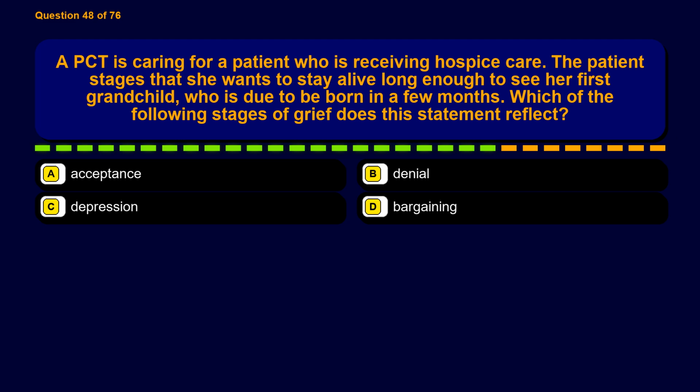The patient states that she wants to stay alive long enough to see her first grandchild, who is due to be born in a few months. Which of the following stages of grief does this statement reflect? Option A, acceptance. Option B, denial. Option C, depression. Option D, bargaining.